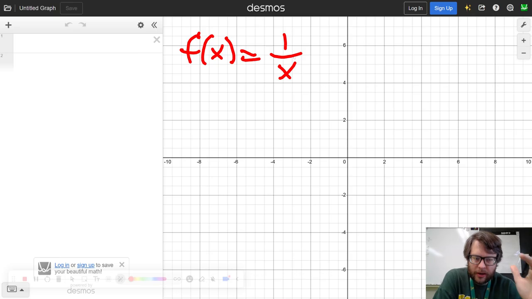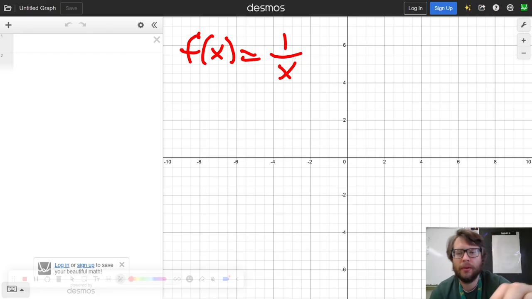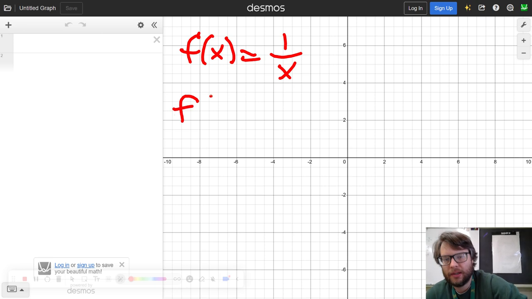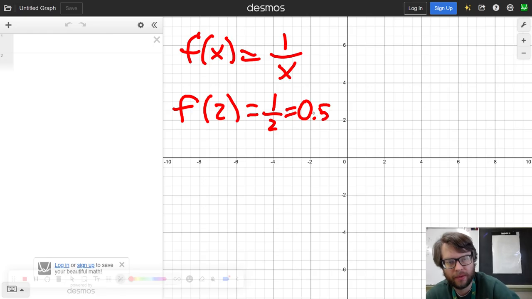And before I show the graph, I want you to think about what we're doing. We're taking each x value and figuring out what you get when you go 1 divided by that x value. The answer you get is the y value, okay? So for example, if I do x equals 2, then I have 1/2. So my y value is going to be 1/2. Some of you like decimals, so we'll make that 0.5.